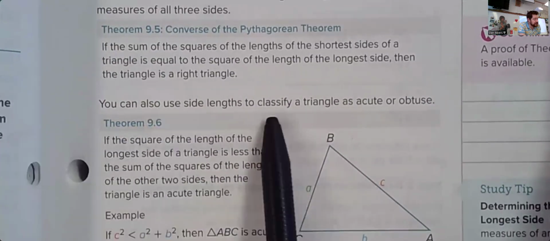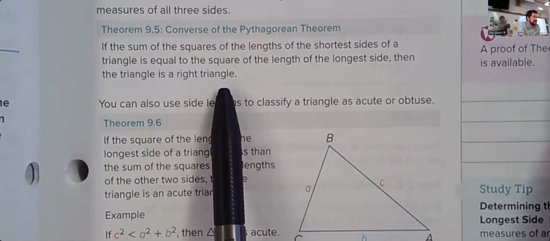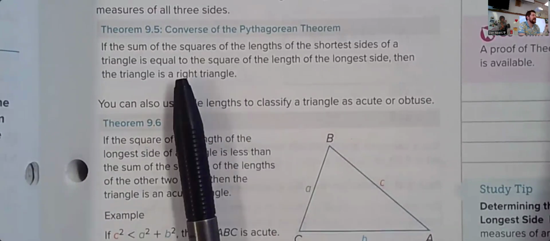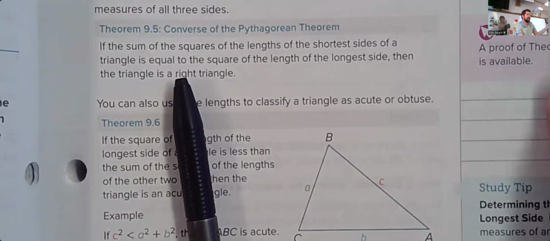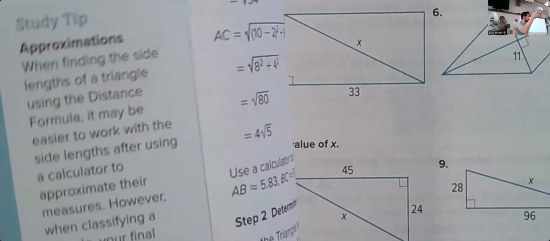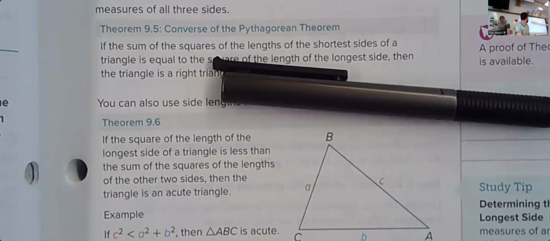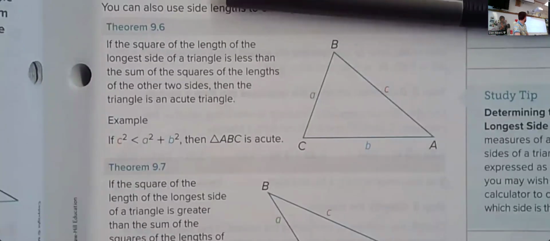You can also use side lengths to classify. So if it fails the Pythagorean theorem test, it means it's not a right triangle. But as long as the two shorter sides without squaring them add up to be more than the longest side, that means it still is a triangle, because we learned that a couple of units ago. And we can determine if it's a right triangle, an acute triangle, or an obtuse triangle based on the squares of the sides. So here we go.